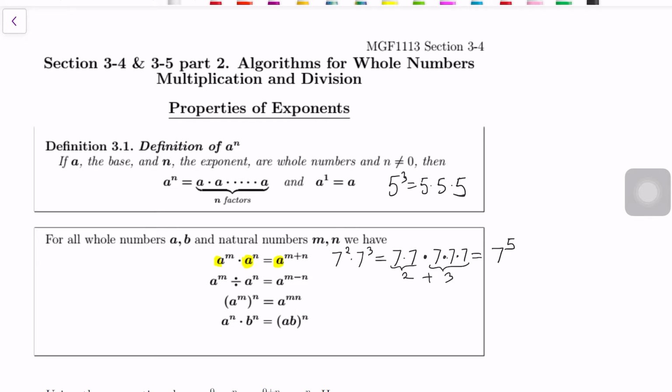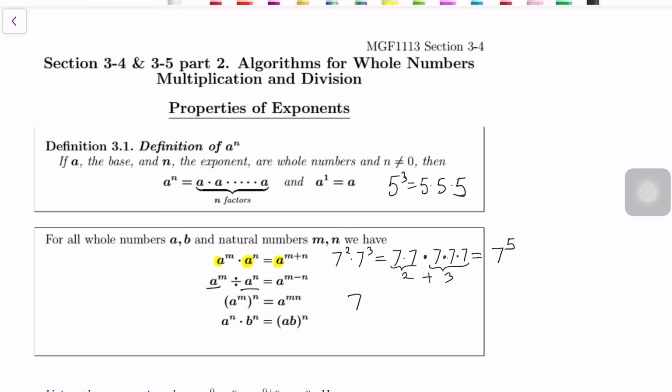Now, when you divide, it will be a similar story, but we're going to be subtracting the powers, because however many factors of a you have in the denominator, they will cancel that many factors in the numerator. So that will be decreased by n. Let me give you an example. Here it says, if you divide a to the power m by a to the power n, that becomes a to the power m minus n.